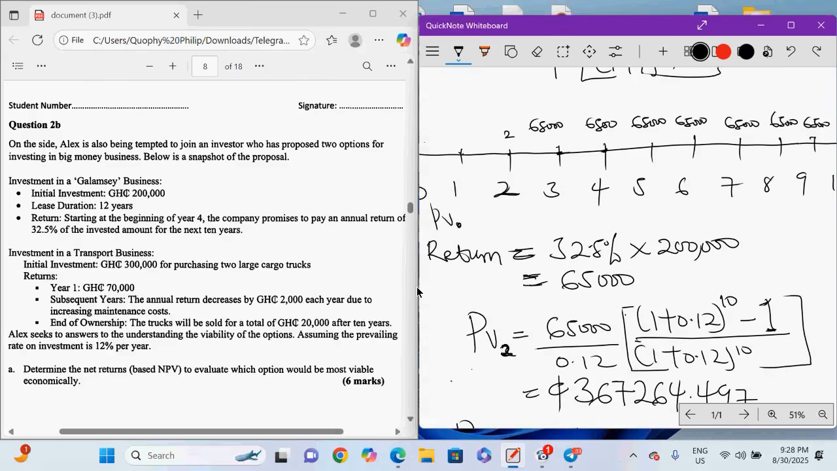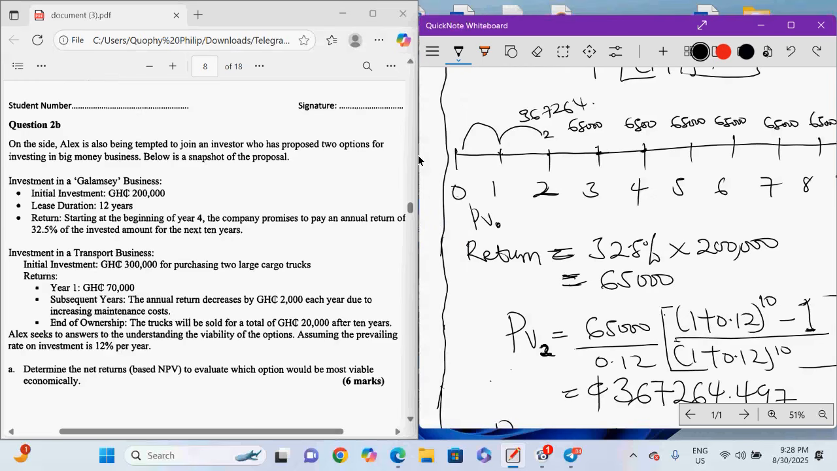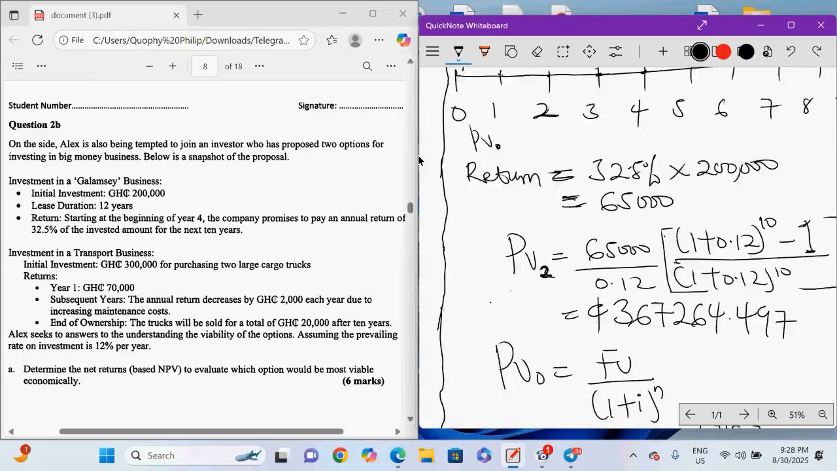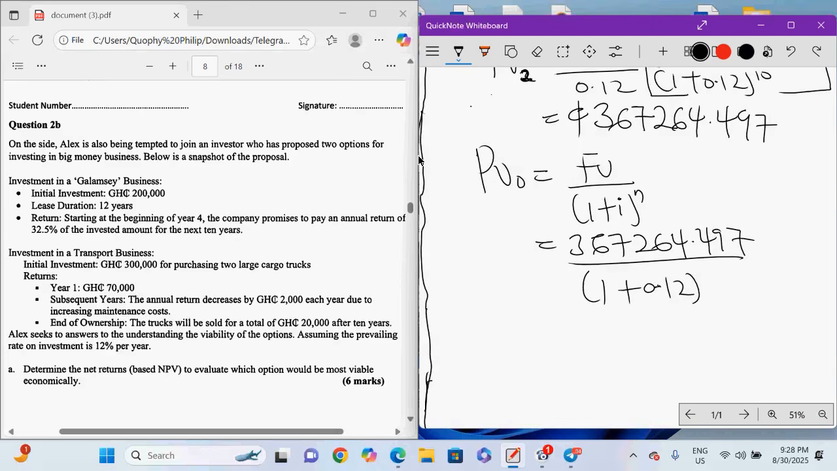So here, this amount that we had was 367,264 point something something. That is the future value when you are standing at P0. So you have to discount the future value to the what? Present value. So when you discount, the period will be 1, 2, right? So we have 2 years. So the n will give us what? 2.